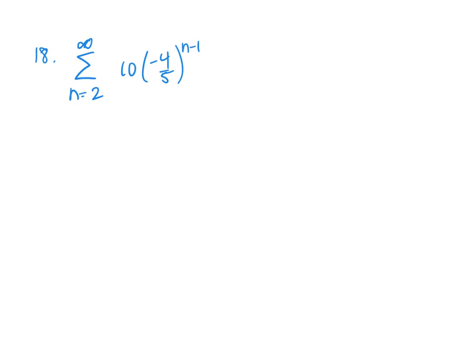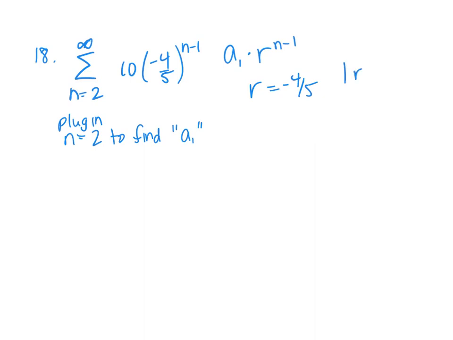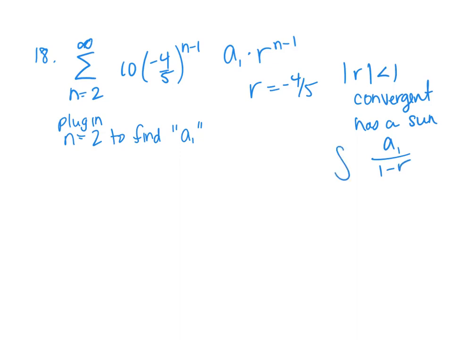So this is our geometric form, a1 times r to the n minus 1. But we need to pay really close attention to the fact that this is going to start with an n of 2. So I actually have to plug that in to find the first actual term of this series. And then identify my r. R is negative 4/5. As long as the absolute value of r is less than 1, it's convergent, meaning it has a sum. And we can use our formula, a1 divided by 1 minus r, to find it.